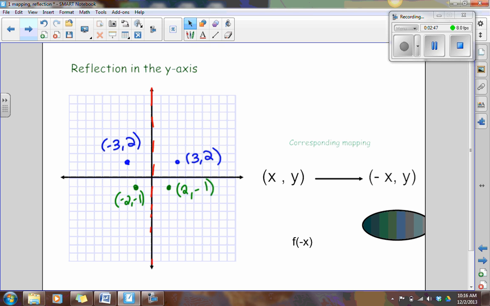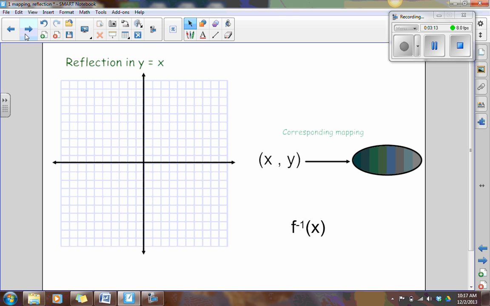So the mapping is (x, y) goes to (-x, y), and this is what's happening to the function. Basically, the x is becoming negative. We can see that in our mapping. So instead of putting a positive x into the function, we'll put a negative x into the function, and that will give you a reflection across the y-axis. And again, we'll look at that more.